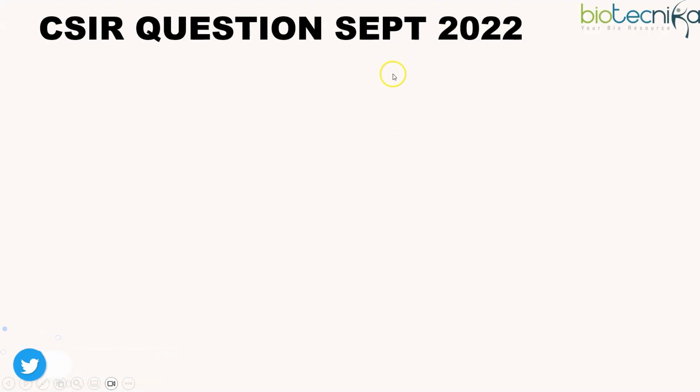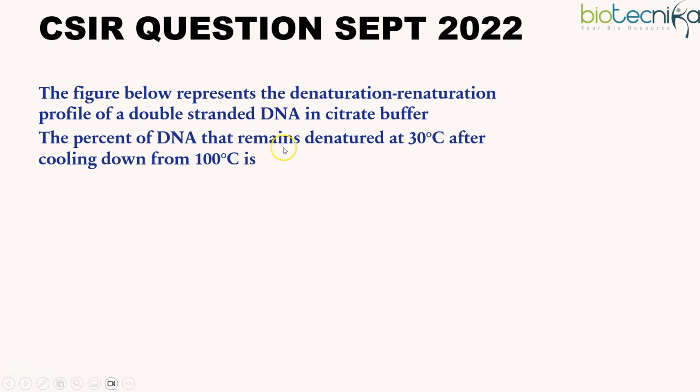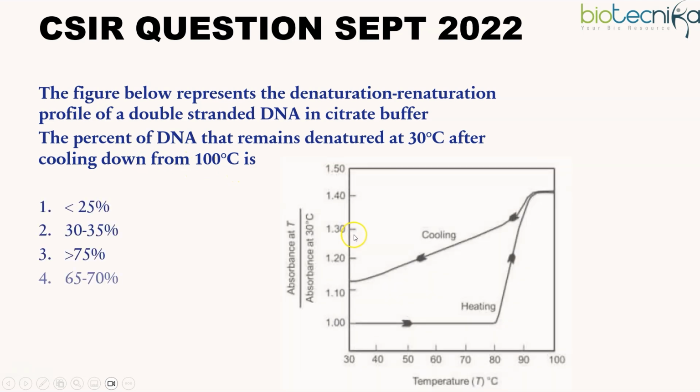There was a question in September 2022 regarding the stability of DNA. It represents the figure denaturation and renaturation profile of a double-stranded DNA in citrate buffer. What is the percent of DNA that remains denatured at 30 degrees centigrade after it is cooled down from 100 degrees centigrade? Here are the options and here is the profile, the graph which shows the denaturation and renaturation of a dsDNA.